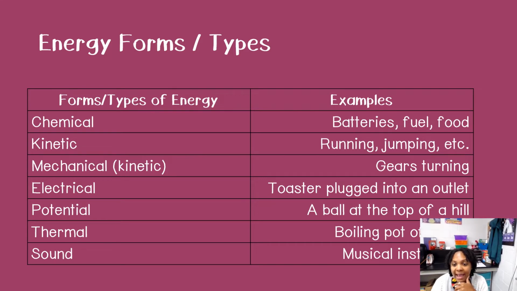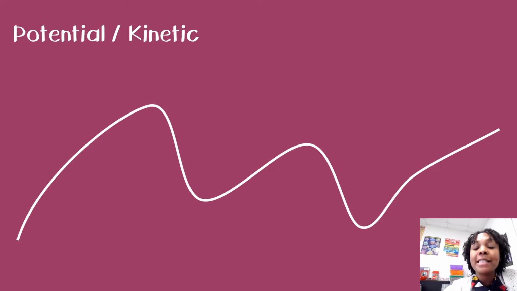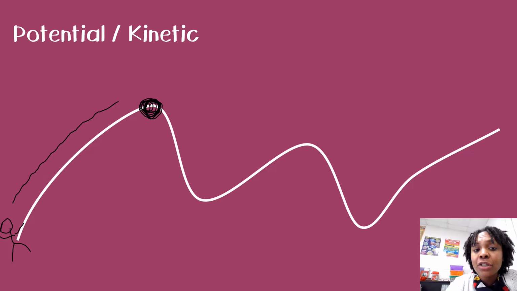Now we are going to graph where potential and kinetic energy are at their greatest. I want you to pause this and draw this graph on a sheet of paper, okay? Let's pretend that Miss Brown is about to go on a hike up a mountain. This is her mountain. Miss Brown is going up the mountain, up the mountain, and now I'm at the top of the mountain. My potential energy is going to be at its greatest at the top of my mountain.